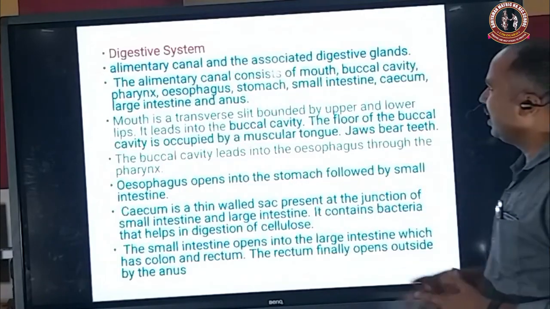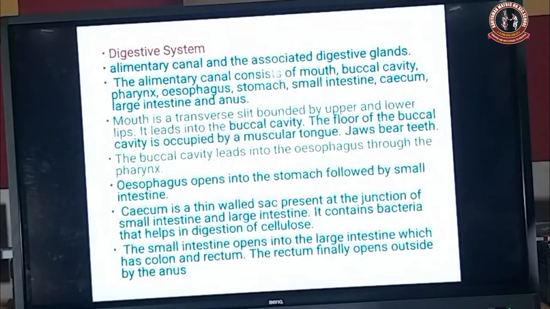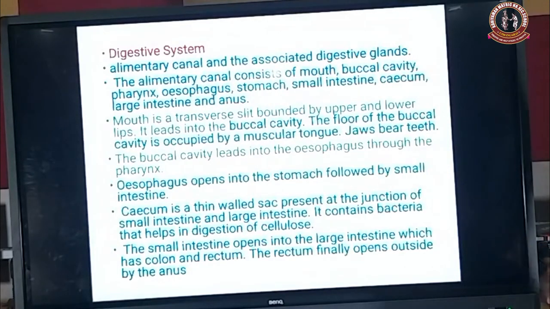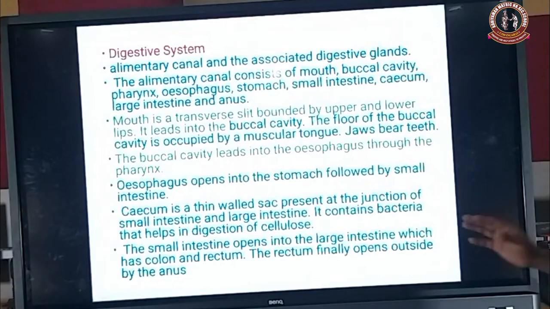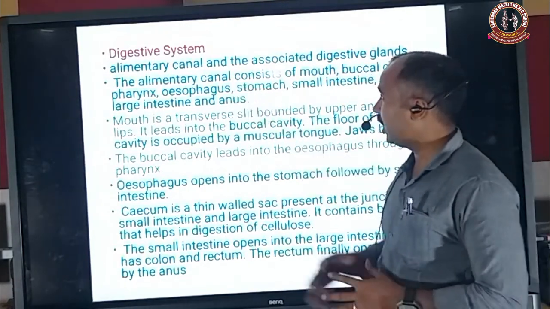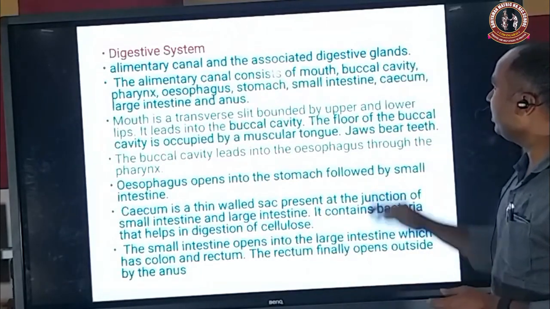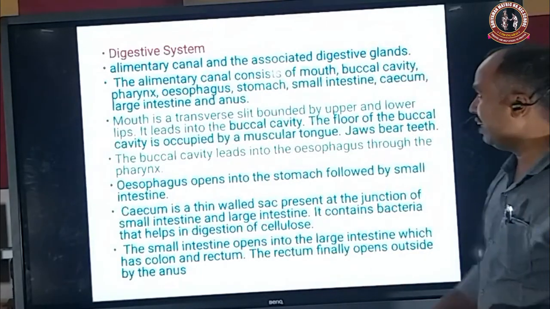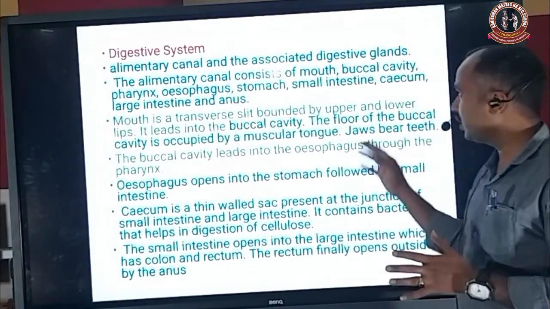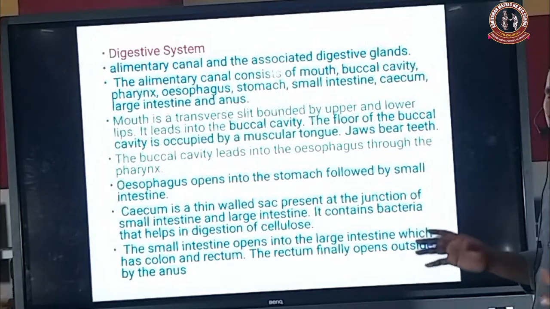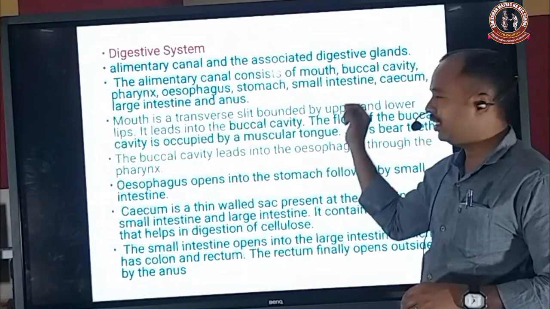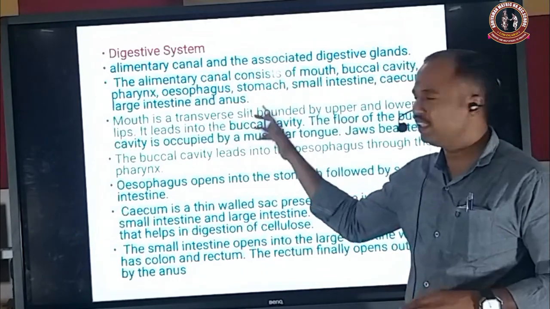Next is the digestive system of the rabbit. The digestive system mainly contains two parts: the alimentary canal and the associated digestive glands. From the mouth to the anus is called the alimentary canal. The alimentary canal consists of the mouth, buccal cavity, pharynx, esophagus, stomach, small intestine, cecum, large intestine, and the anus. So we have simply said the alimentary canal starts from the mouth and ends in the anus.